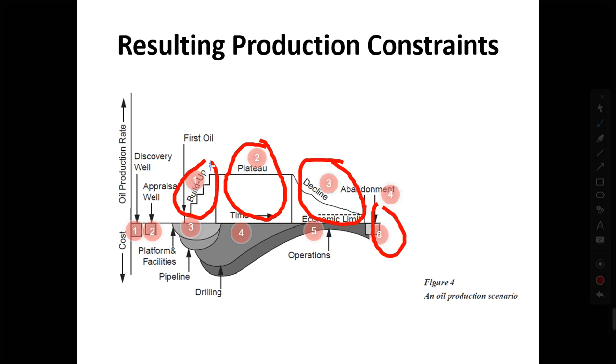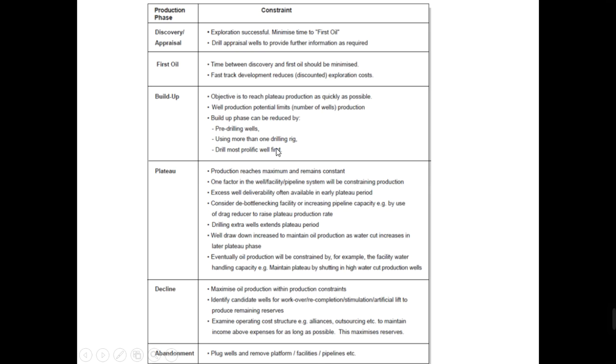During the build up we do lots of drilling at the same time. But in phase 2 and phase 3 you have to be very careful, because your production facility should have enough capacity to process this oil, and when it declines your process facility should be capable enough to handle the water or gas production at the same time. So these are the constraints. What are the possible constraints during the build up, plateau and decline and so on.